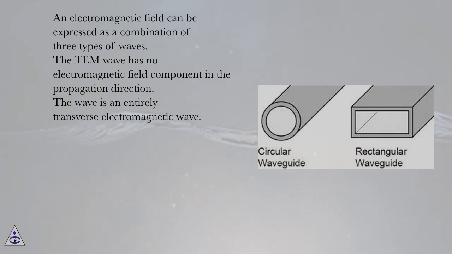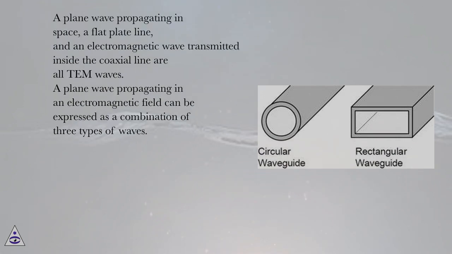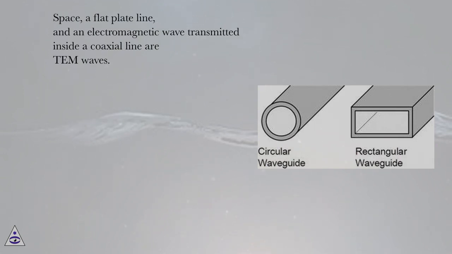The TEM wave has no electromagnetic field component in the propagation direction. The wave is an entirely transverse electromagnetic wave. A plane wave propagating in space, a flat plate line, and an electromagnetic wave transmitted inside the coaxial line are all TEM waves.